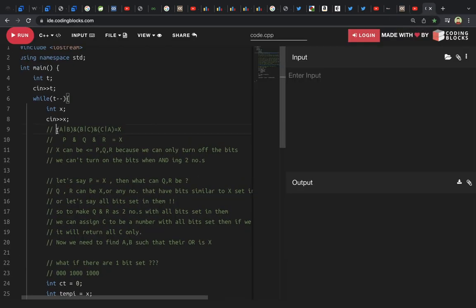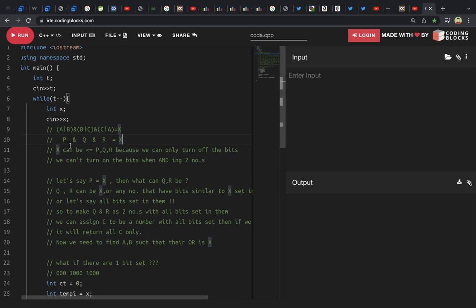So this is the equation, right? Let's reduce this to p, q, and r. Basically this whole thing is p, this whole thing is q, and this whole thing is r. So there are three different numbers that when ANDed with each other give us x, right?